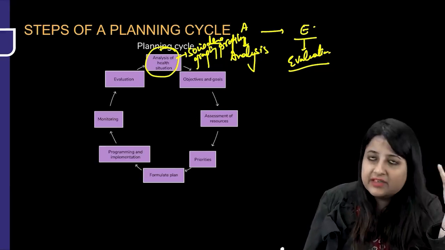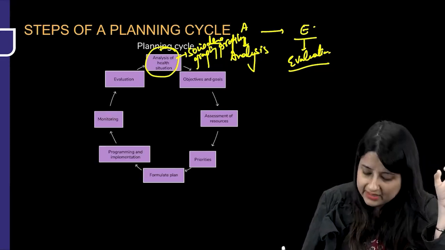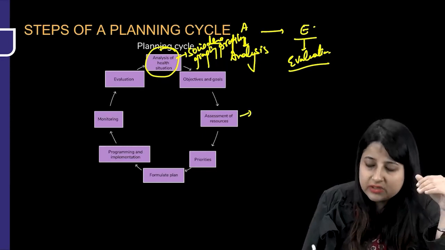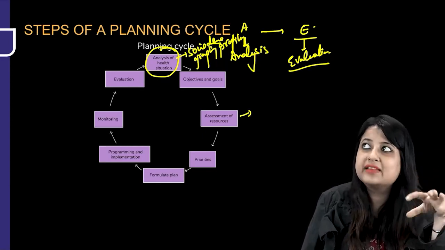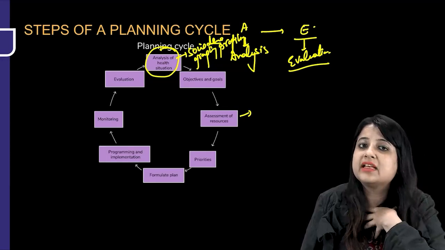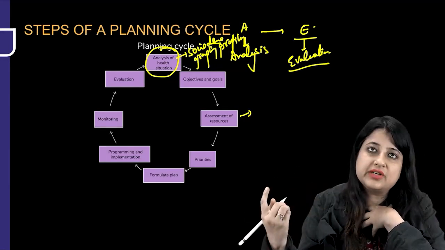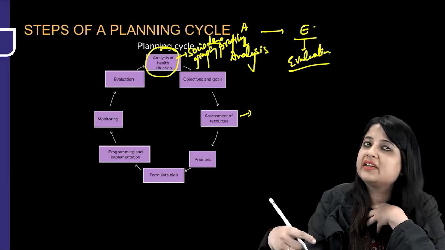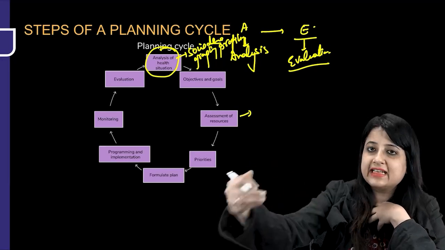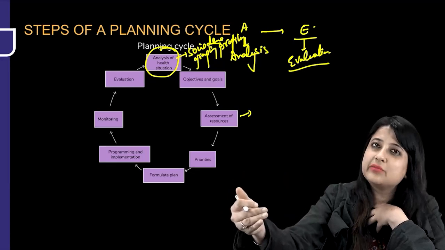Then we were setting the goals and objectives, assessing the resources. Goals means what do I want to achieve? Like as a public health officer, I might want to decrease infant mortality rate in my community. So that's my goal. The objective would be how can I decrease infant mortality rate by increasing immunization coverage?